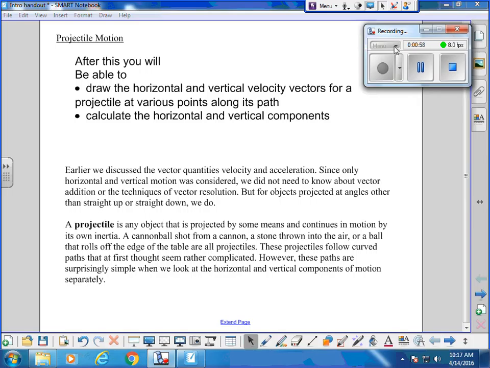Okay, so here's a general overview about projectile motion. After this, you're going to be able to draw the horizontal and vertical velocity vectors for a projectile at various points along its path, and calculate the horizontal and vertical components. And those, of course, are vector components. So earlier we discussed vector quantities, velocity, acceleration. Since only horizontal and vertical motion was considered, we did not need to know about vector addition or techniques of vector resolution. For objects projected at angles other than straight up or straight down, we do.